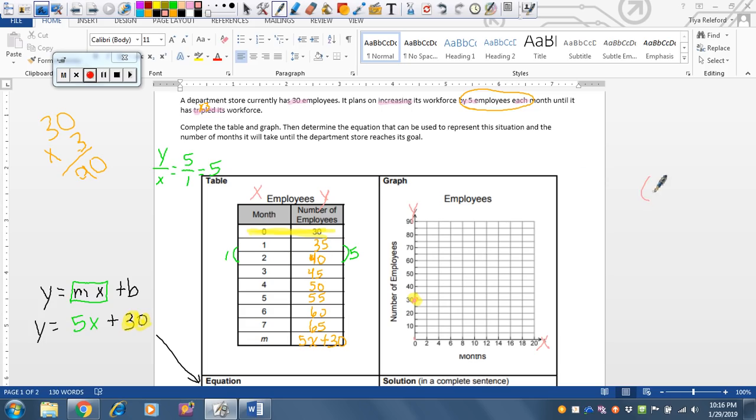We have 240. So on my graph, I'm going to start at 0. I'm going to go sideways 2 and up 40 and put a dot. And then my next one's 4, so I'm going to skip 3. And I have 450. So starting at 0, I go sideways 4 and up 50.